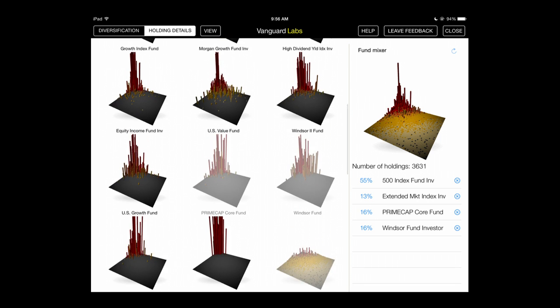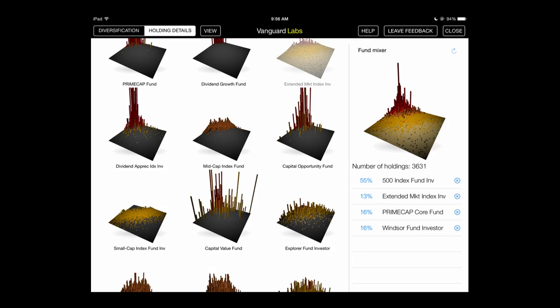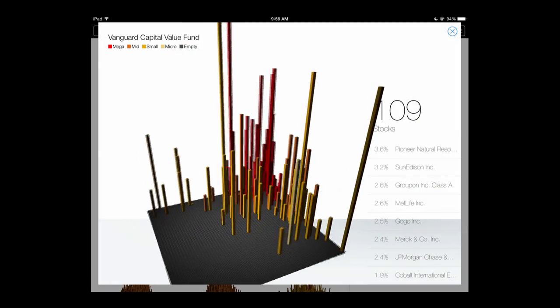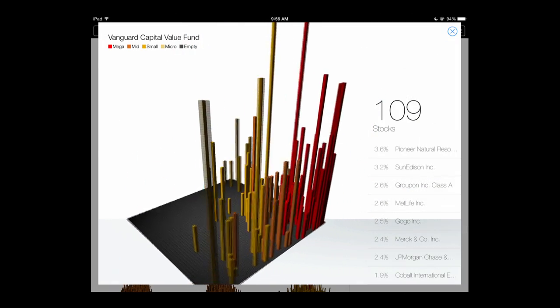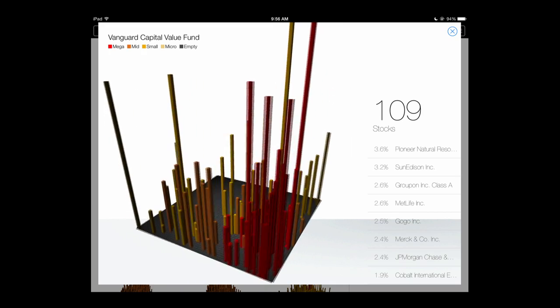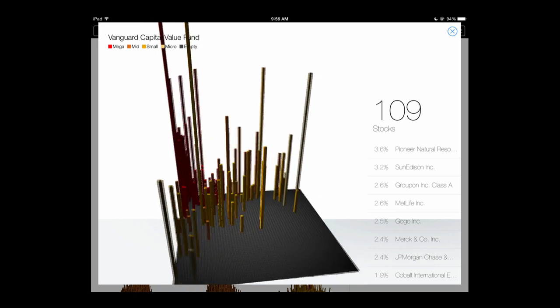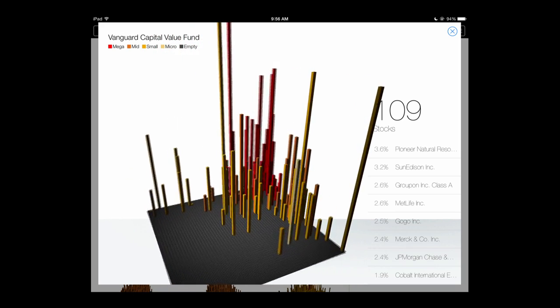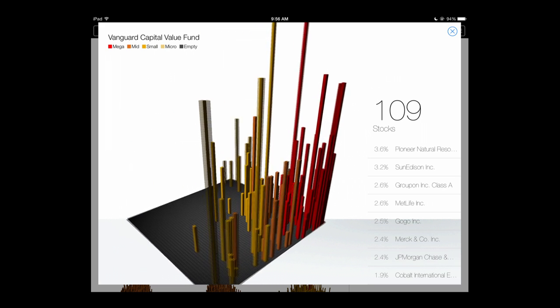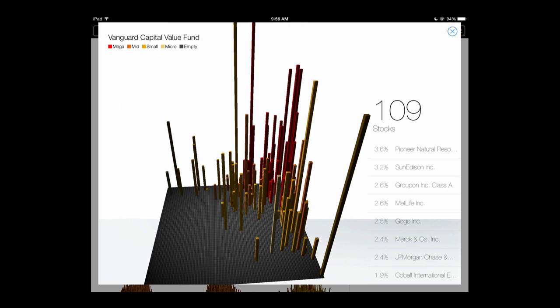If we look at an active fund, we'll look at Capital Value. There are only 109 stocks in this fund, and you can see that this is an actively managed fund where the management team is actively choosing which underlying investments the fund should be invested in. Once again, this does not look like an index fund. It's an active fund, and it gives you another anchoring point so that you're knowingly investing in either an index fund or an active fund, along with a better understanding of what that diversification is.